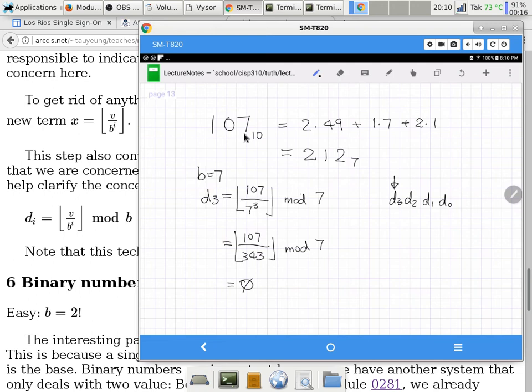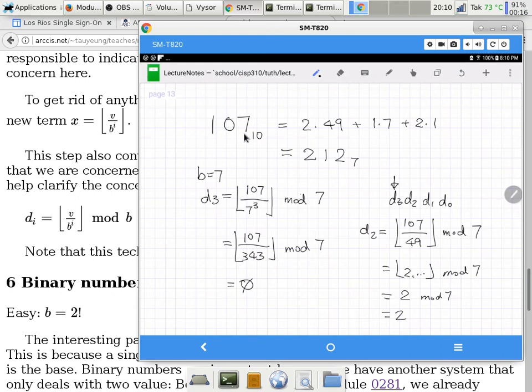Okay, fine. What about D2? So D2 in this case is 107 divided by 49, but we take the floor of that division and then we mod it with 7. So this is 2 point something, right? 2 point blah blah blah. Take the floor of that, mod 7, then it becomes 2 mod 7, which is 2.